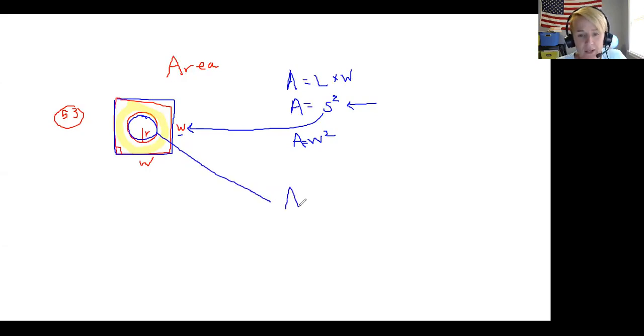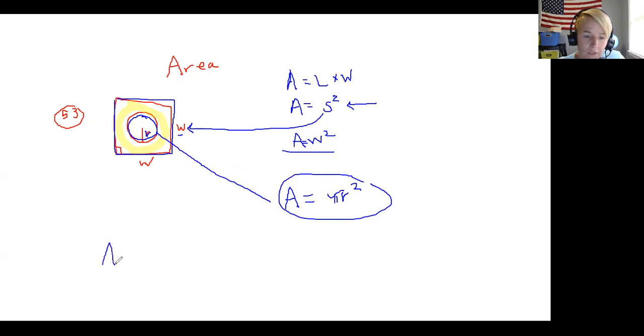So the area of a circle, that formula is A equals pi r squared. So leave your pi. The r is called r, so I don't even have to call it anything different. This is literally it. It's just pi r squared. So I'm going to take the first one, A equals W squared.